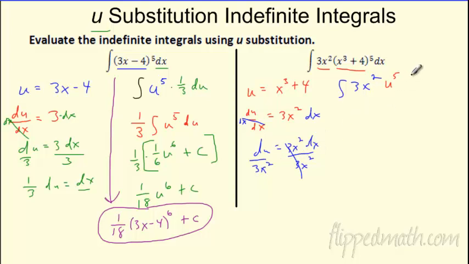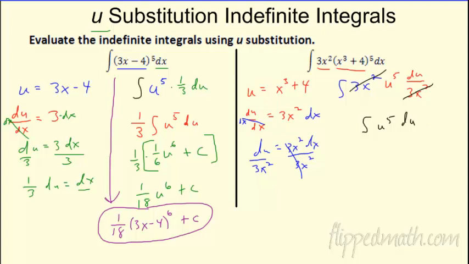dx is du all over 3x squared. At this point, all your x's need to cancel. If they're not canceling, something's going on here. So check it out: 3x squared cancels 3x squared. We know we're good to go. So really, this is just the integral of u to the 5th du.